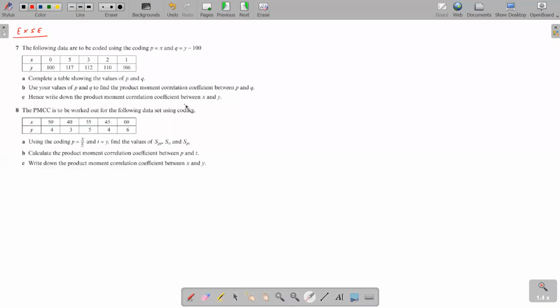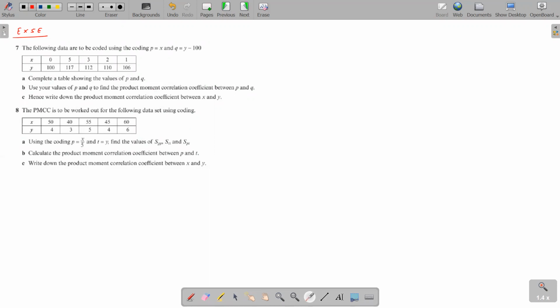All right, guys, so we'll do another question. I've chosen question number 7. They say the following data are to be coded using the coding P equal X and Q equal Y minus 100. Can you see? So we are going to do this question entirely with coding.